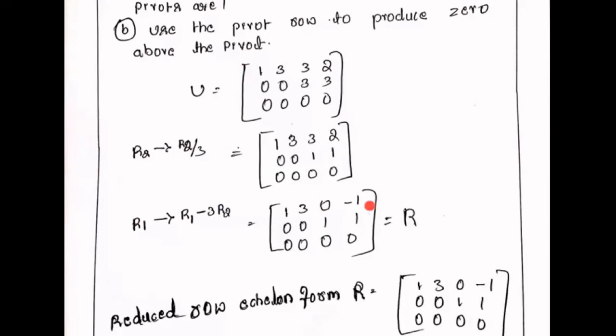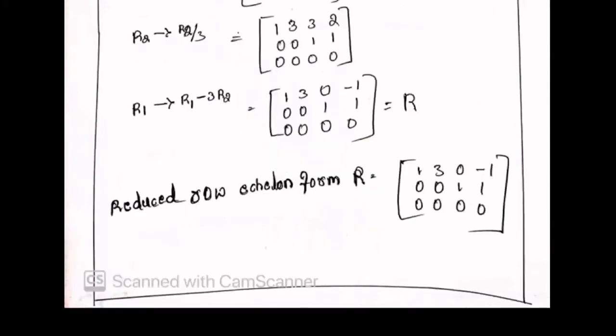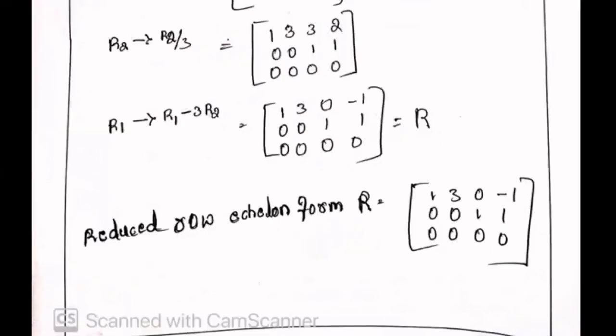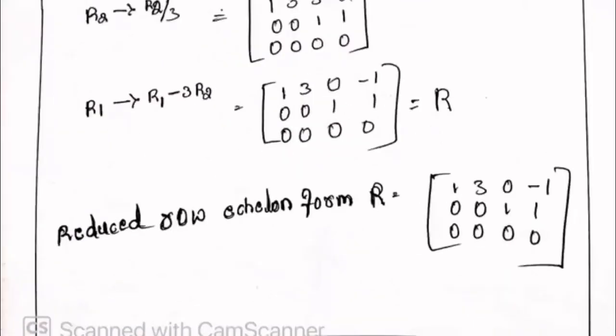So is there any other possible case? If you observe, there is no other case that you can reduce, right? Only 2 pivots are there. We made all the pivots 1, and all the entries above the pivots we made 0, right? So this is the reduced row echelon form, okay? The previous one was the echelon form. This one is the reduced row echelon form, okay?